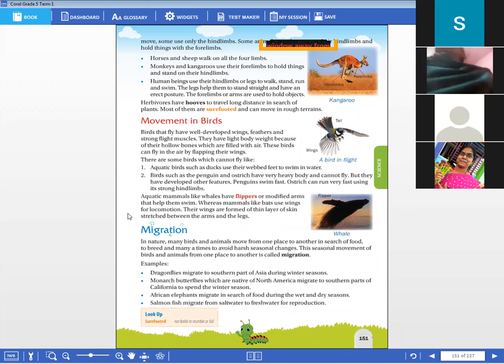They can't stand properly, right? They can't stand properly, but in humans, the structure of the leg is such that we can stand in an erect position properly. Herbivores have to travel long distances in search of plants. Most of them are sure-footed and can move on rough terrain. Sure-footed is nothing but, children, not liable to stumble or fall. They can't fall down even though they travel many distances.